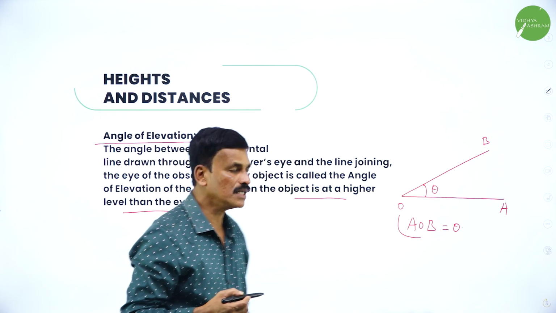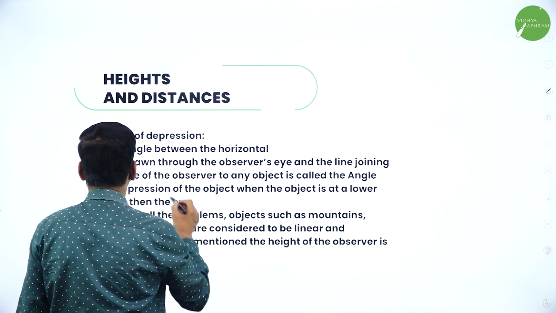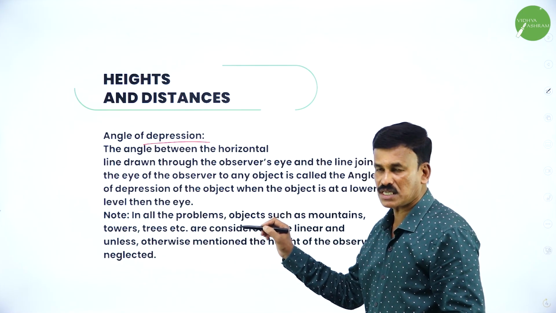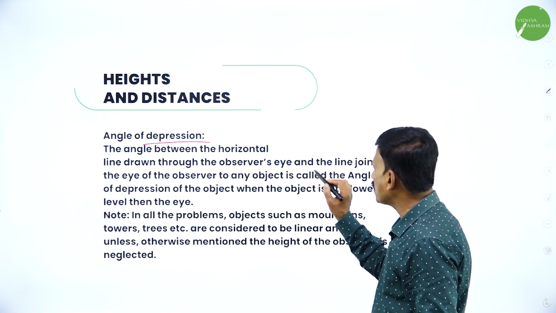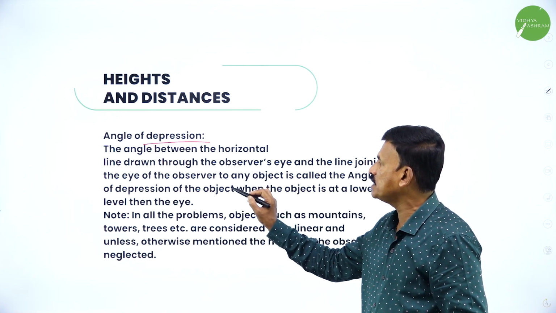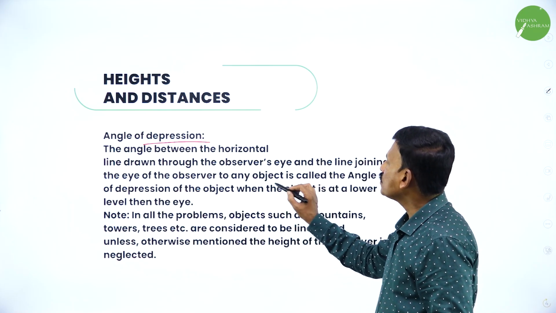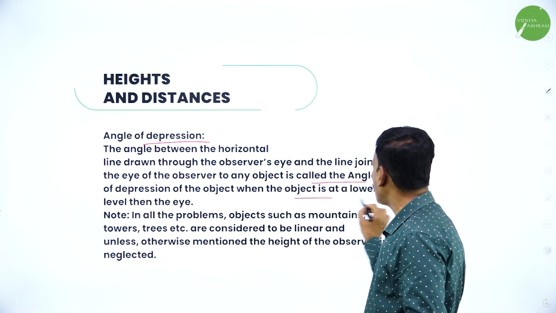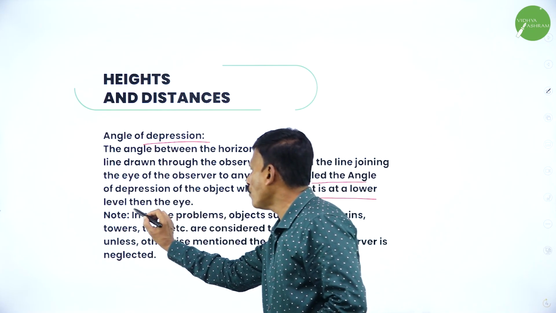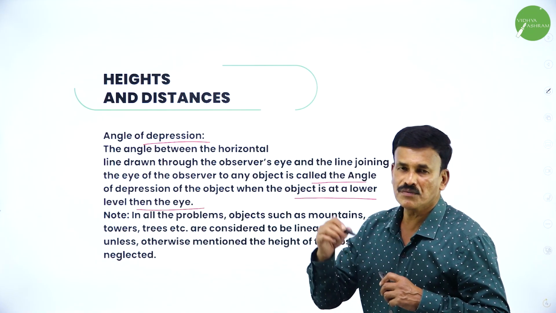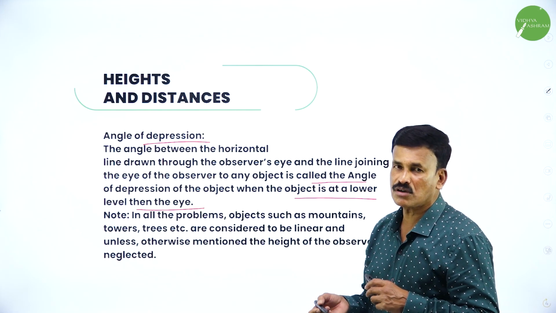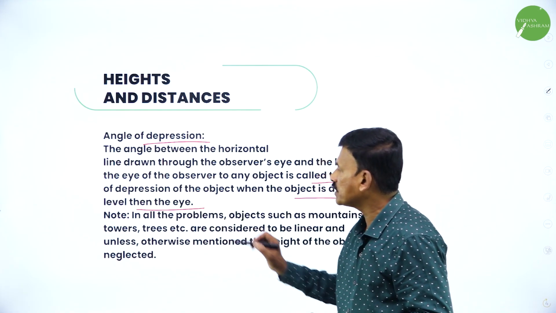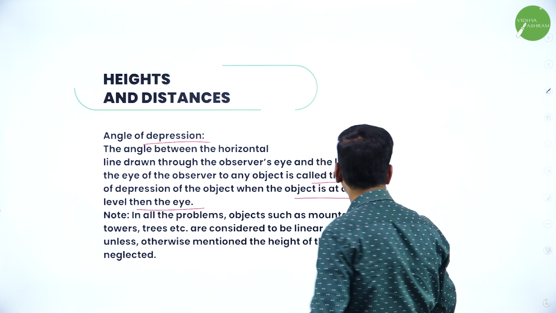Now similarly, let us know what is angle of depression. So the angle of depression means the angle between the horizontal line drawn through the observer's eye and the line joining the eye of the observer to any object is called the angle of depression of the object when the object is at a lower level of the eye. If it is above the level of the eye, then it is called angle of elevation. If it is at a lower level of the eye, then it is called the angle of depression.